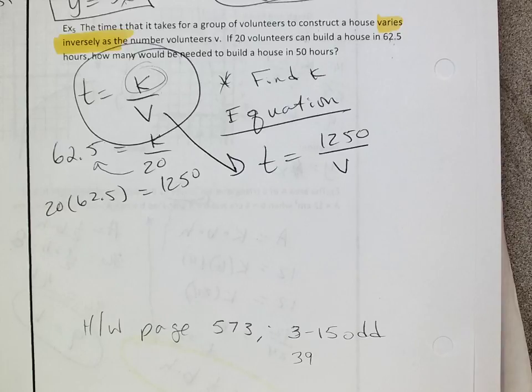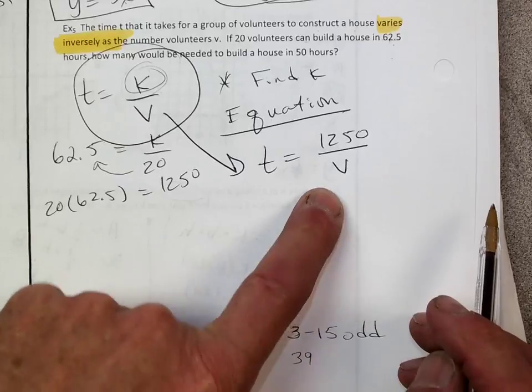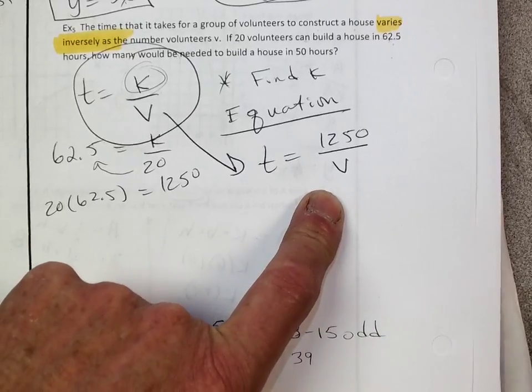Guess what you need to find first? K. Do you think I said that enough ways? Guess what you got to do first? Find K. Find K, what do you know? Okay, now we found K and we rewrote it, right? So now let's use our new equation.